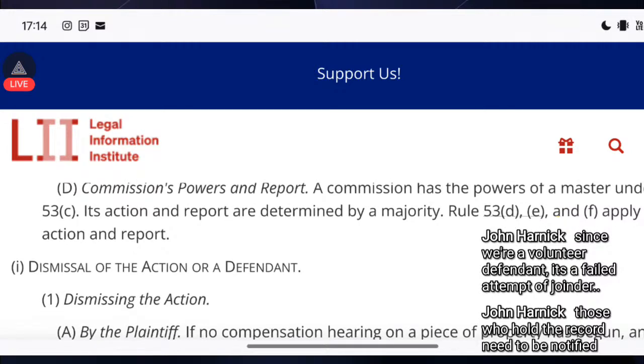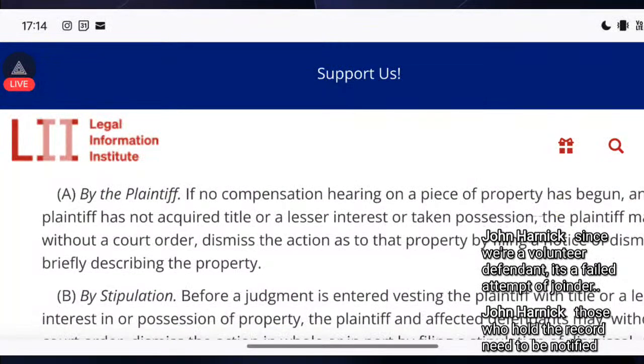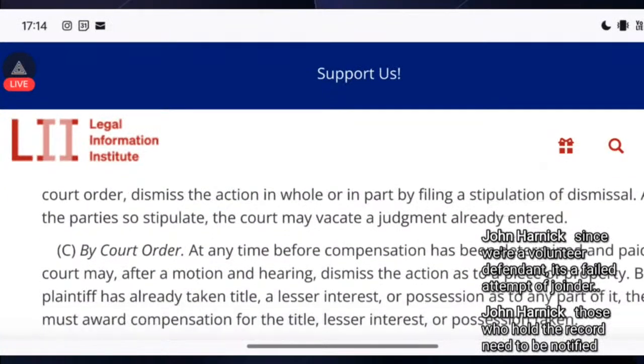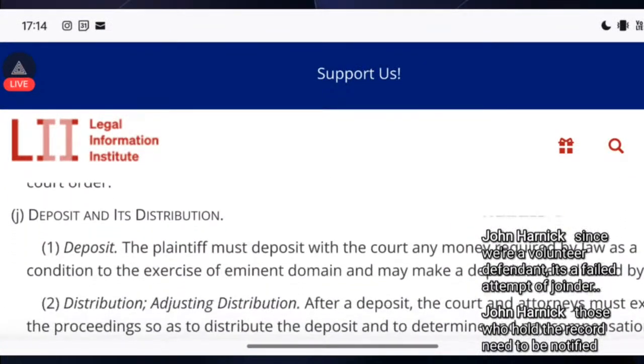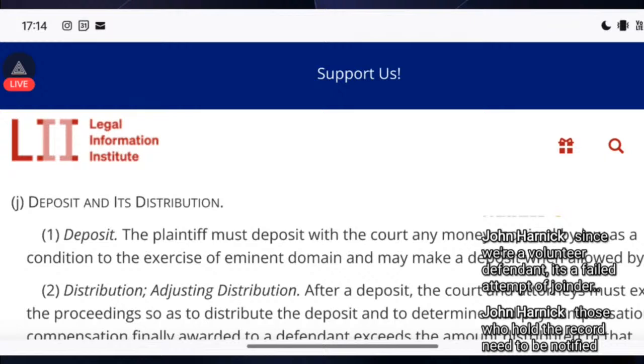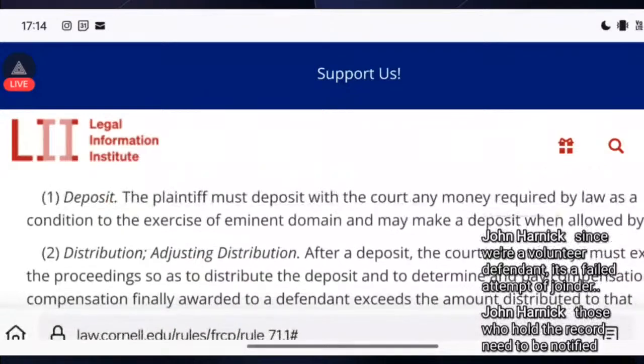Dismissal of the action by the plaintiff, before compensation is determined and the property is acquired. The plaintiff may, without court order, dismiss the action by stipulation or by court order. Deposit and its distribution. The plaintiff must deposit with the court any money required by law as a condition to the exercise of eminent domain and may make a deposit when allowed by statute.